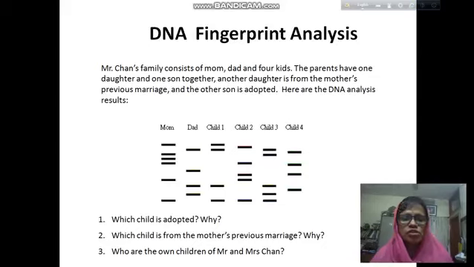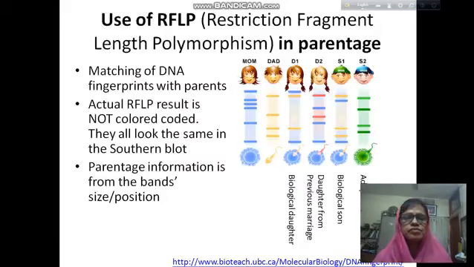Question 2. Which child is from the mother's previous marriage? Why? Number 3. Who are the own children of Mr. and Mrs. Chen?